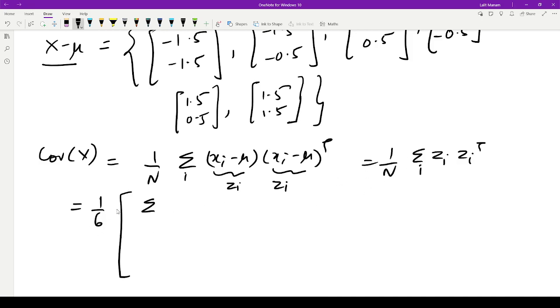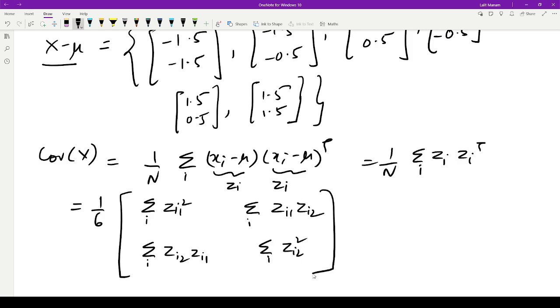1 by n is 1 by 6, which is kept out. Each of this will be zi1 squared. This is summation over i of zi2 zi1, and summation over i of zi2 squared. Everyone is fine with this?